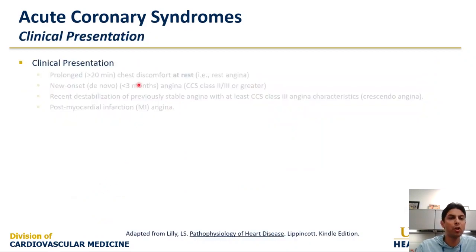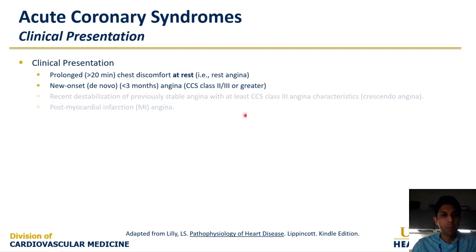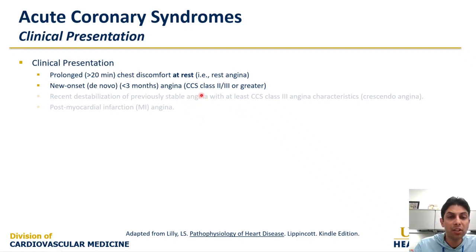So let's talk more about the clinical presentation that you will encounter typically when a patient is suffering an acute coronary syndrome. So frequently, patients will describe a prolonged chest discomfort at rest. Prolonged meaning greater than 20 minutes. We'll sometimes refer to this as rest angina. Another situation that may come up is a patient may have new onset or de novo angina. When we say de novo, we mean within the last 3 months. And we use, again, the Canadian Cardiovascular Society distinction of class 2 or 3 or greater angina.